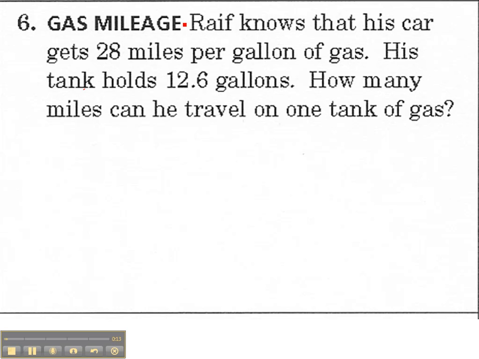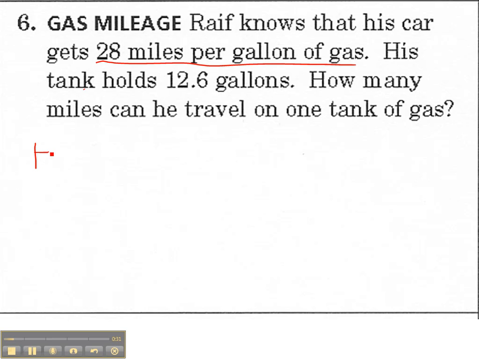Problem number 6 says, Raif knows that his car gets 28 miles per gallon of gas. His tank holds 12.6 gallons. How many miles can he travel on one tank of gas? So let's think about this for a second. 28 miles per gallon. That means for every gallon in his tank, he can go 28 miles.